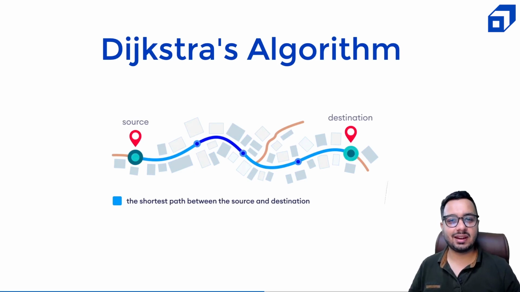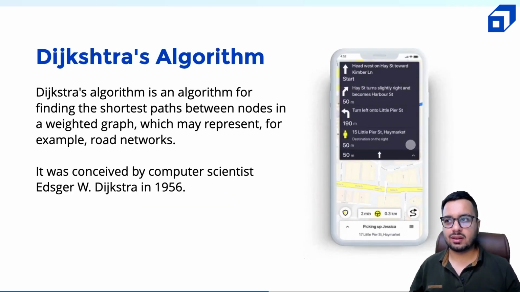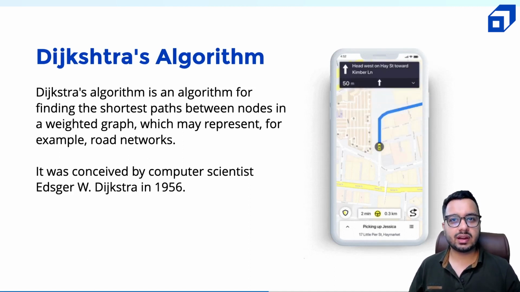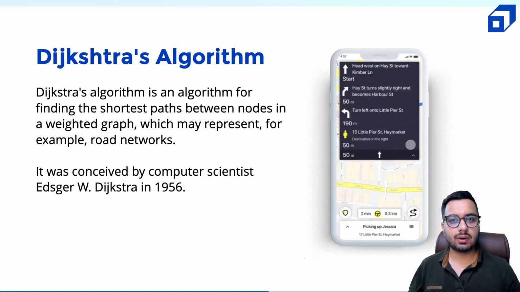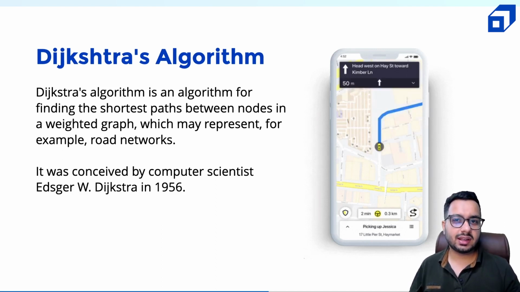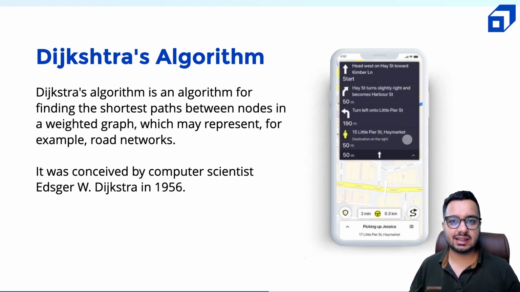Alright, let's dive right into the tutorial. So what is Dijkstra's algorithm? It is an algorithm for finding shortest paths between nodes in a weighted graph, which may represent, for example, road networks. For example, you're traveling in a cab and you want to find out the shortest path to reach some city X. This is where Dijkstra's algorithm will come into the picture.